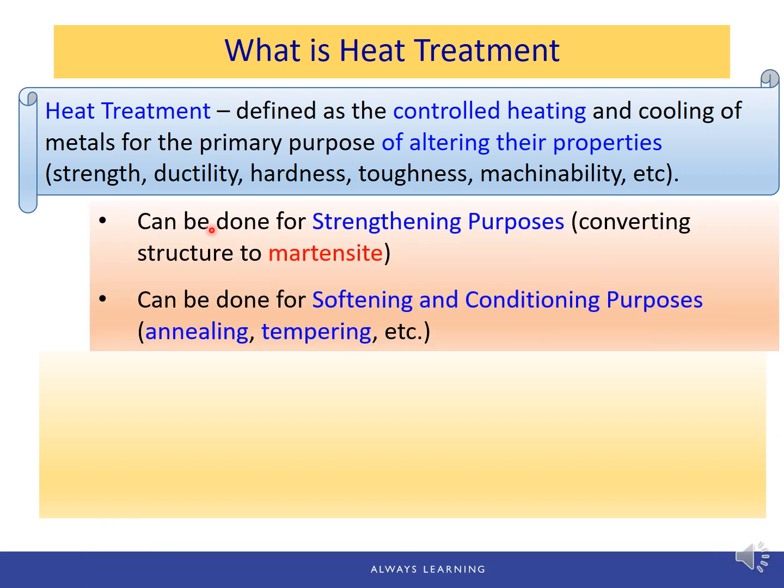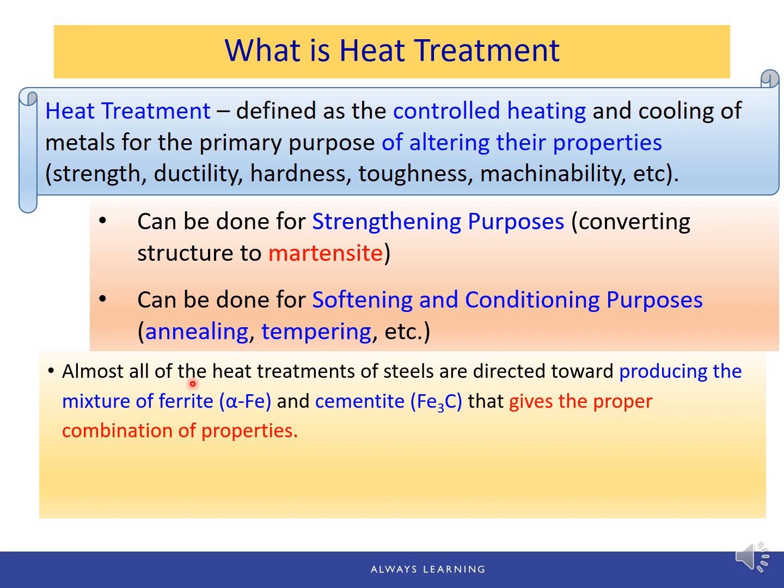Heat treatment can be done for strengthening purpose, for example, converting the microstructure from austenite to martensite, which is hard but brittle. Heat treatment can also be done for softening and conditioning purpose, for example, annealing or tempering to restore the ductility of the material. Almost all of the heat treatments of steels are directed toward producing the mixture of ferrite and cementite that gives the proper combination of properties.